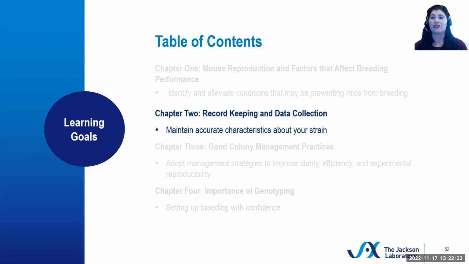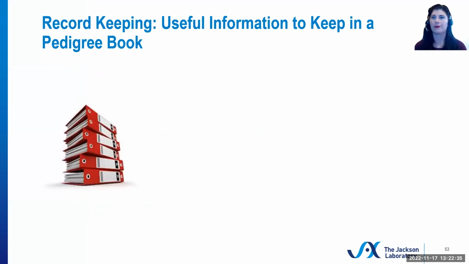Now that we've discussed factors that affect reproduction, let's discuss the importance of data collection and good record keeping. What type of data is important to collect, and how can it be used for good colony management? Good record keeping is essential for maintaining a colony efficiently. Not only does good data improve efficiency, it also enables earlier detection of problems and trends.